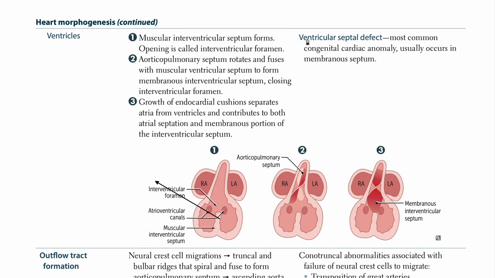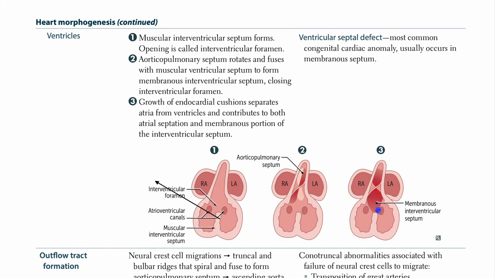Right? So what happens when this doesn't fuse to this, right? You get a ventricular septal defect, the most common congenital cardiac anomaly, which usually occurs in the membranous septum. So when this fusion doesn't happen, the interventricular foramen stays open on this side. This is fused, so you won't have RA and RV or LA and LV communication, but you will have LV and RV communication, right?